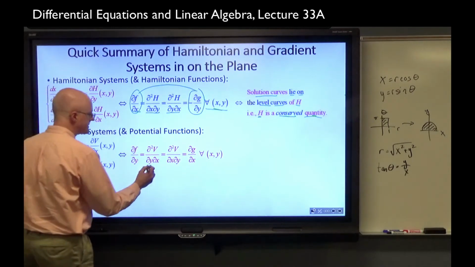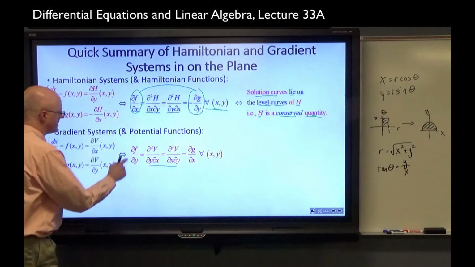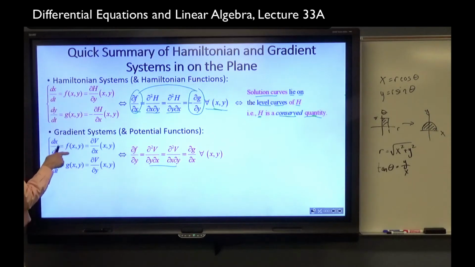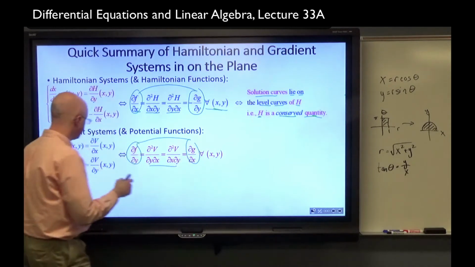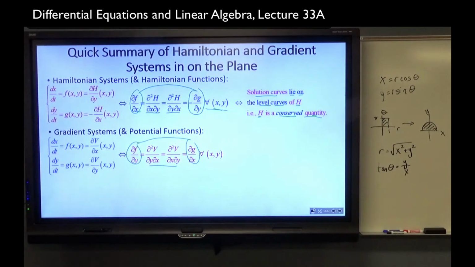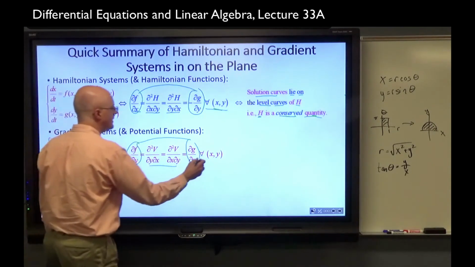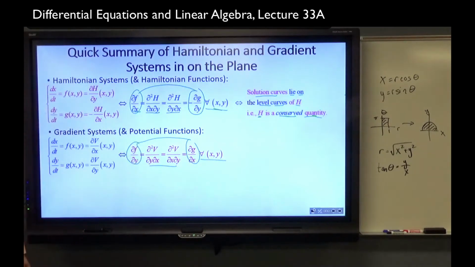Again, because of Clairaut's theorem right there. The partial of f with respect to the second variable y must equal the partial of g, the second right-hand side, with respect to the first variable over the entire plane. Once again, you can think about that as being a consequence of Clairaut's theorem. Just double checking that I didn't make a mistake. I think this is all good.